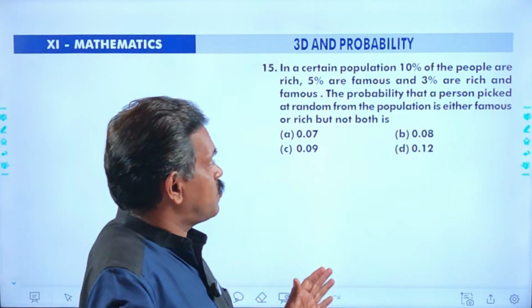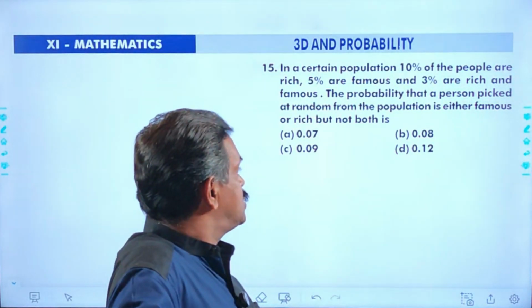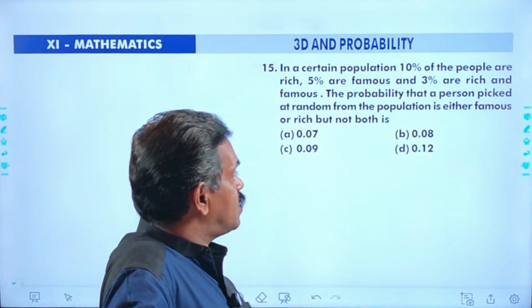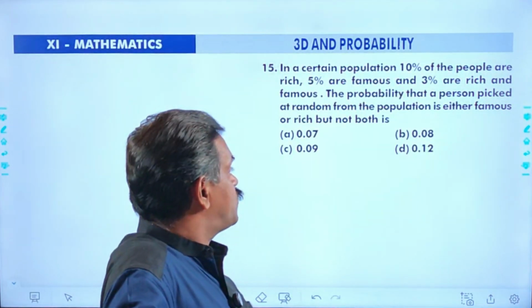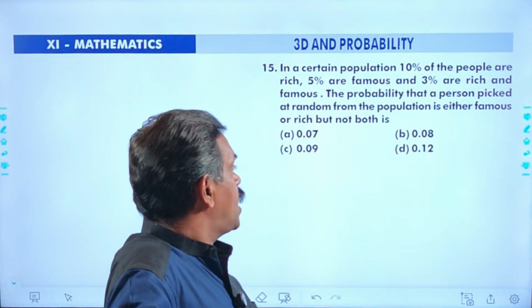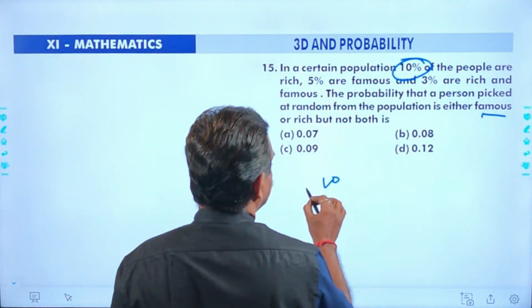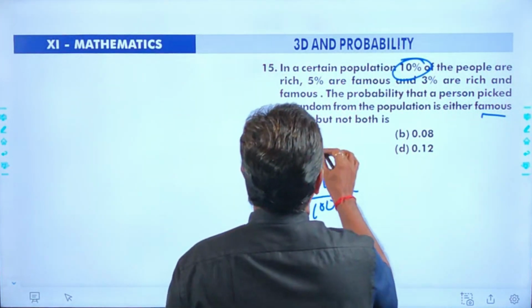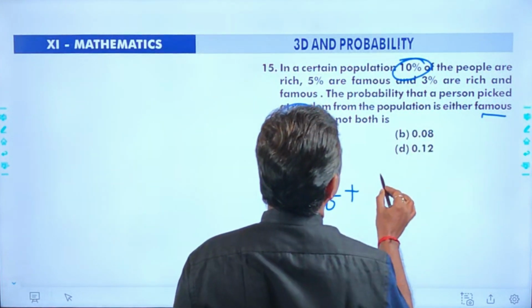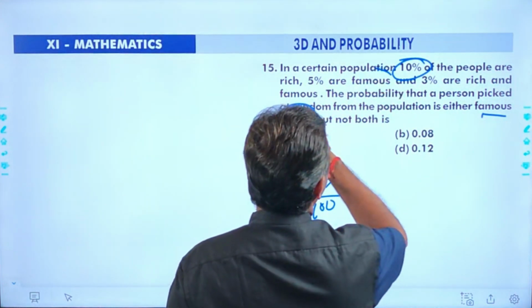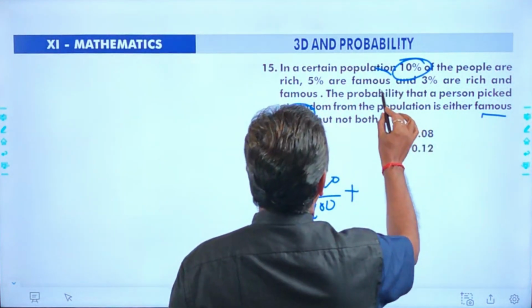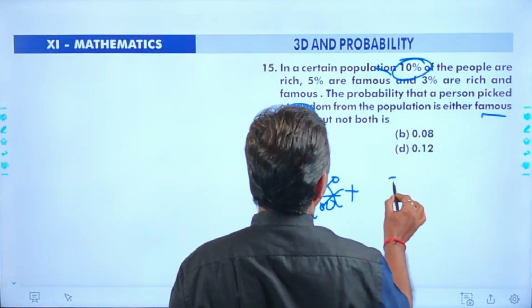Read a question. In a certain population, 12% of the people are rich, 10% are famous, and 3% are both rich and famous. The probability that a person picked is either famous or rich. So famous has the probability 10 by 100. Then or rich plus 3 by 100, or 5, or 10% are rich. So the famous will be equal to 5 by 100.